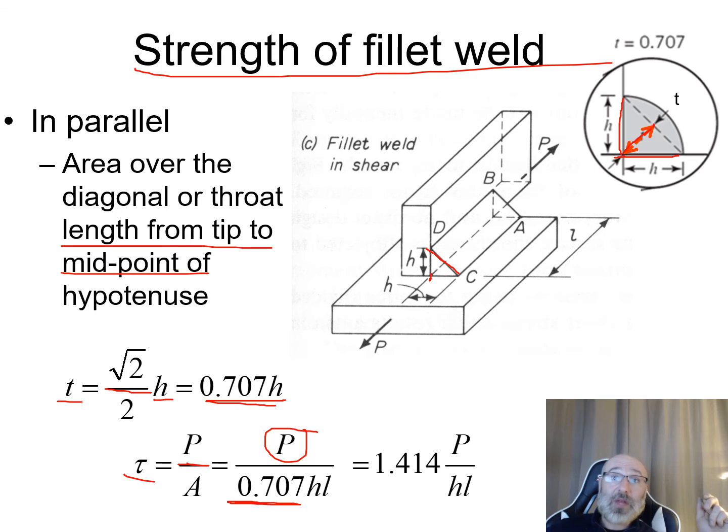Well, what is our length? Our length is going along here of our weld. So this is our length right there. If we multiply that value for T times that length, that's going to give us our area that we're going to use down here to calculate our shear.